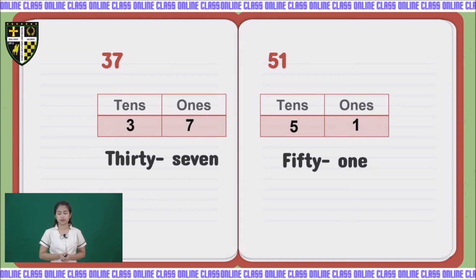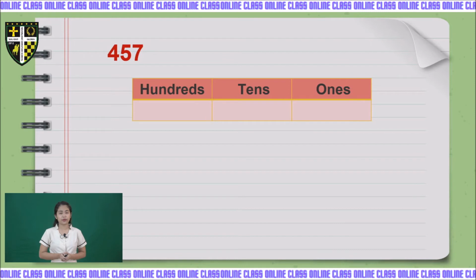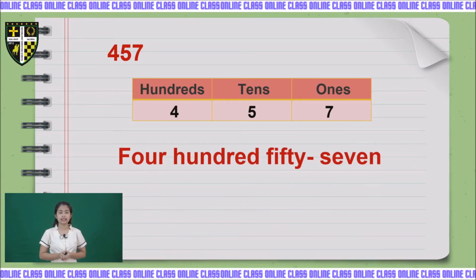Now that we are done with the two-digit numbers, now we are going to the three-digit numbers. For example, here we have 457. The digits, remember, we are going to count from the right. So the 7 digit is in ones, the digit 5 is in tens, and the 4 digit is in hundreds. So we can just write it as four hundred fifty-seven. The hyphen is still there as you can see.